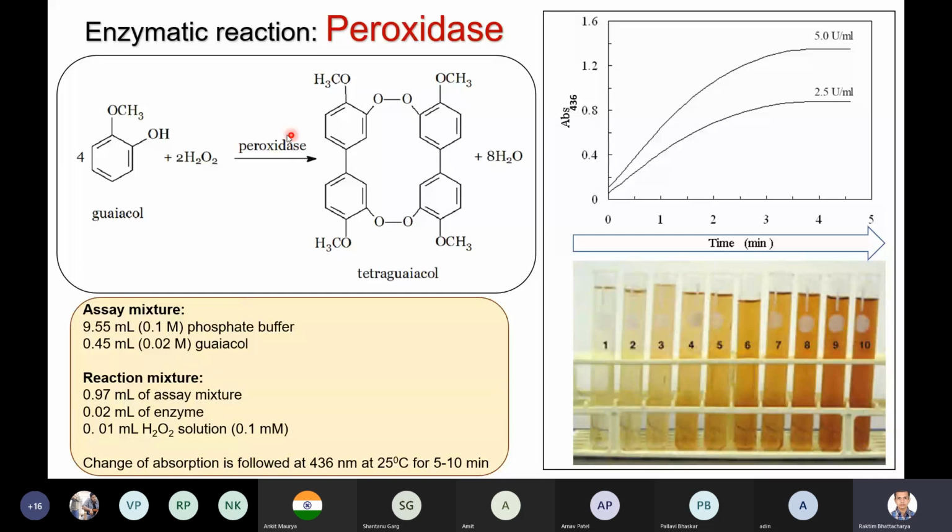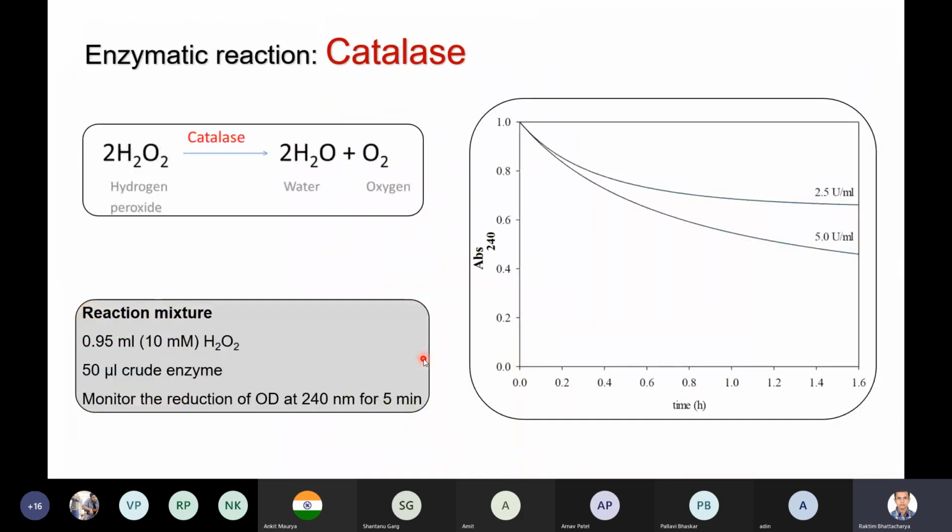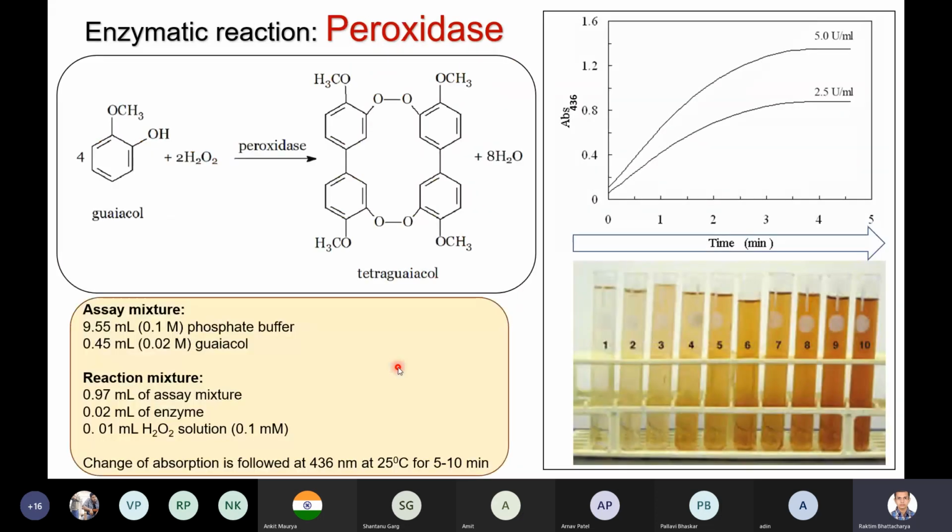And ultimately, after 5 minutes, it will produce the glycol. In every case, the temperature I forgot to mention: you should keep in your concept that all the reactions have been conducted at room temperature, that is 25 degrees Celsius. 25 degrees Celsius is the optimum temperature for these enzymes.